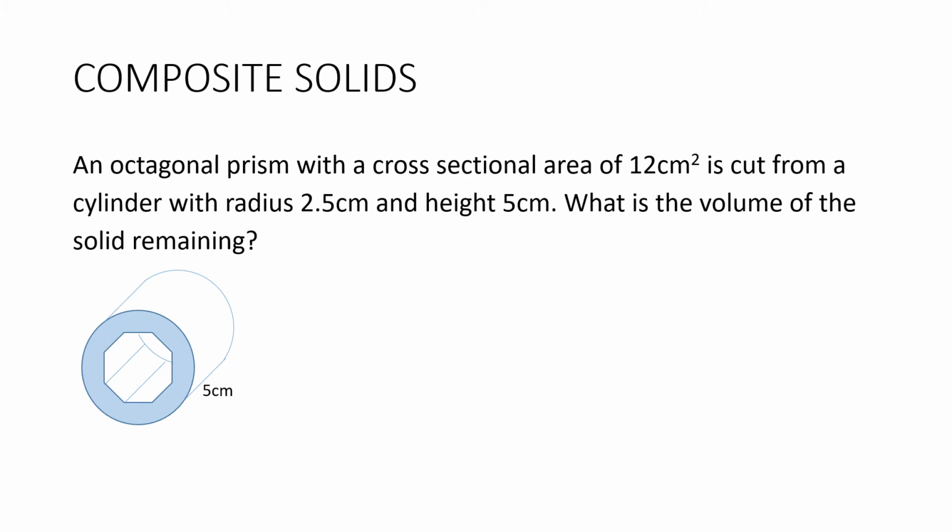An octagonal prism with a cross-sectional area of 12 centimeters squared is cut from a cylinder with radius 2.5 centimeters and height 5 centimeters. What is the volume of the solid remaining? So what we're going to have to do here is work out the volume of the cylinder and then subtract the volume of the octagonal prism. Now we're lucky with the octagonal prism, we're given the cross-sectional area, so we don't need to work out the area of the octagon. So let's start there.